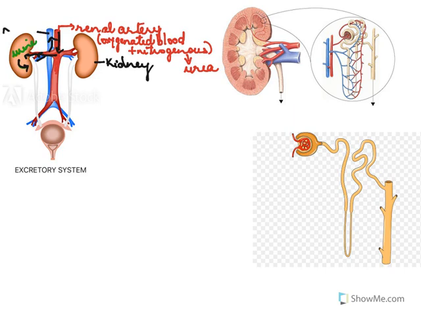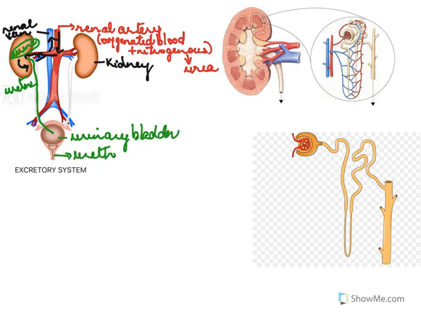So this is the renal vein that carries the blood back. The urine thus formed, which is produced inside the kidney, then flows down into the ureter, to the urinary bladder, where it is temporarily stored, and then it is thrown out of the body through the urethra.